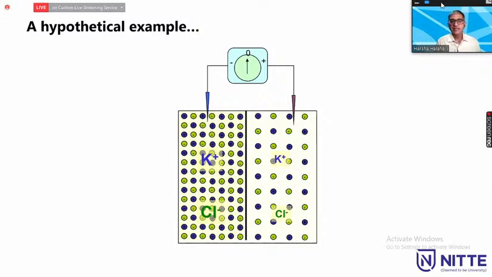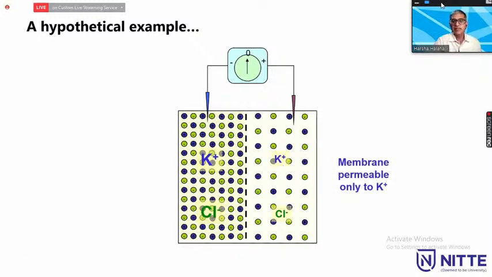Suppose you have a semi-permeable membrane that is permeable only to potassium and not to chloride, separating two compartments with a higher concentration of potassium chloride on the left side and a lower concentration on the right side. If you are recording the potential difference between the left side and the right side, you would not expect to see any potential difference, because the positive charges and the negative charges are balanced on either side of the membrane.